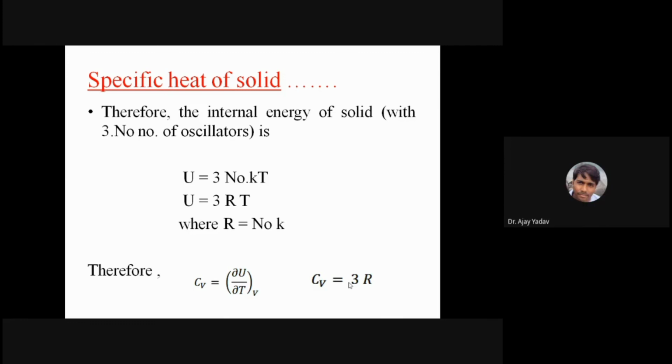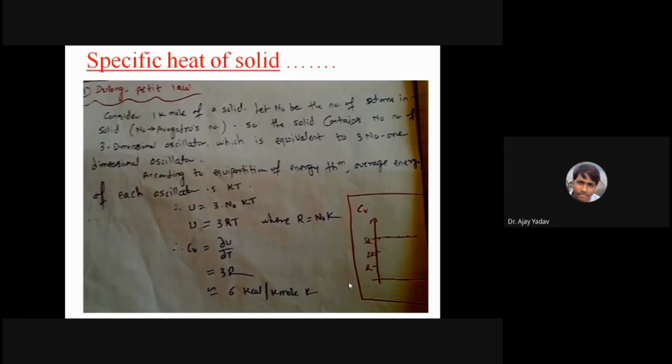Yes, sir. But there is a problem. The formula which we are observing here, Cv equal to 3R, is not valid for the whole range of temperature, right from 0 Kelvin up to say 500 Kelvin. Although the formula Cv equal to 3R is valid for most solids, it is not valid for the entire spectrum of temperature from 0 Kelvin to 500 or 600 Kelvin.